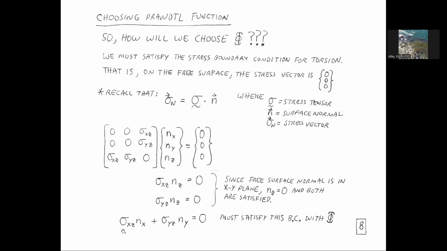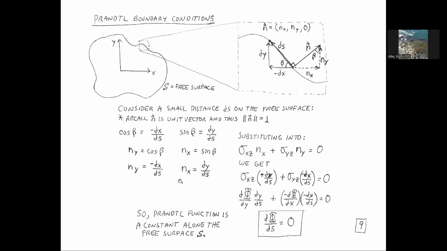The last one's going to be the interesting one. Sigma xz times the x component plus sigma yz times the y component. And remember, this is a unit vector, has to equal 0. So this is what we've got to satisfy when we pick our Prandtl function. Now we got one more page where we've got to do some geometry, and then we're going to get to where we can pick it.